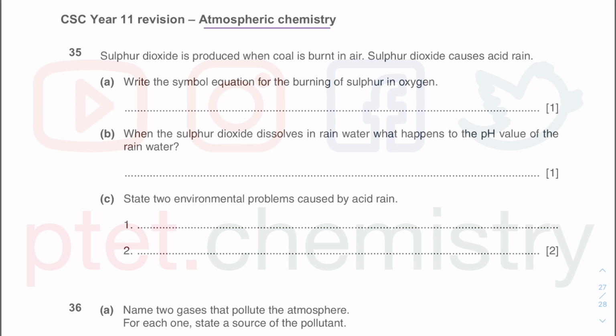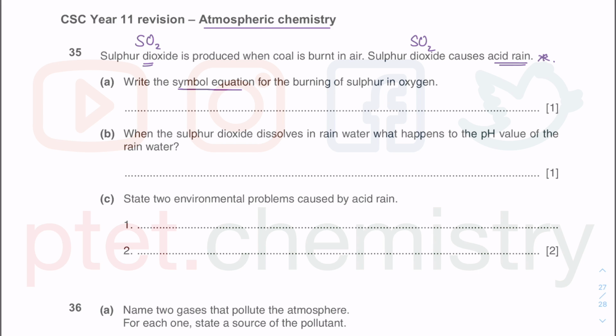So sulfur dioxide, which is one sulfur and two oxygen. Di means two, oxide, dioxide, just like carbon dioxide, which is CO2. Sulfur dioxide is SO2, produced when coal is burned in air. Sulfur dioxide causes acid rain. This is a very big fact that you have to know.